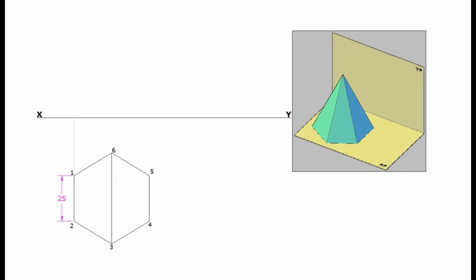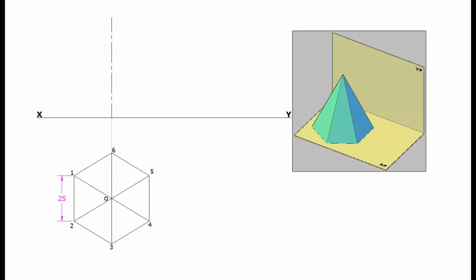Draw lines from its base corners, to the center of the polygon. The center point of the polygon is the apex point or vertex point of the pyramid. Apex points will be generally named as O. To draw the elevation, project this apex point, above the XY line.